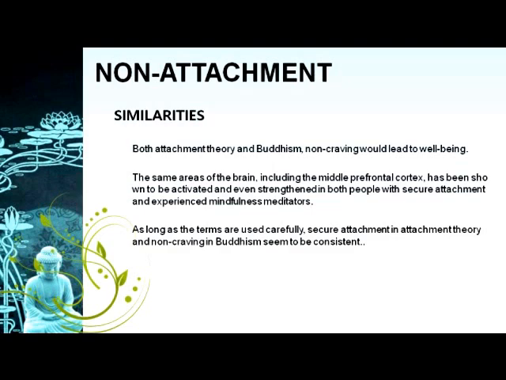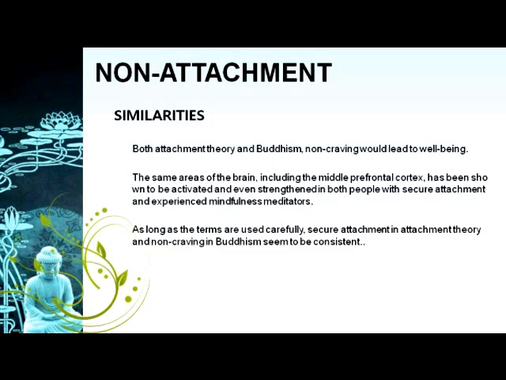Second, a new kind of connection between attachment theory and Buddhism has been evolving thanks to the recent development in neuroscience. For example, the same areas of the brain, including the middle prefrontal cortex, have been shown to be activated and even strengthened in both people with secure attachment and experienced mindfulness meditators. In this connection, Siegel proposes that internal attunement is the key to both secure attachment and mindfulness. This suggests that secure attachment and non-craving through mindfulness share certain brain functions. Although this is just one aspect, future research may discover more along the same line.